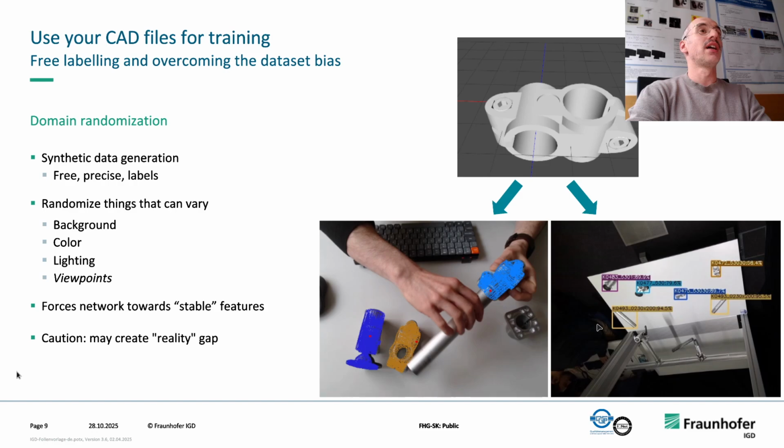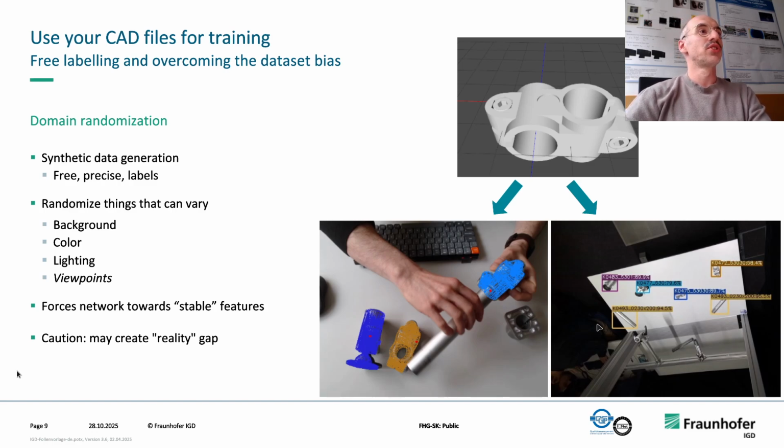And you are not only benefiting from this when using pose estimation, but you can also use the pixel perfect labels for classical 2D annotation, as you can see on the right-hand side, where we just draw 2D bounding boxes around the objects that we are interested in.